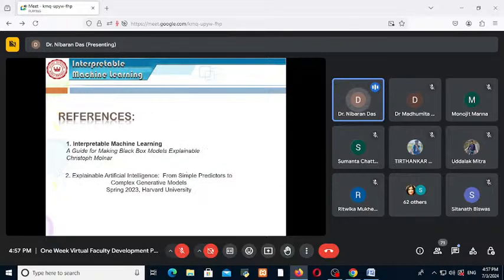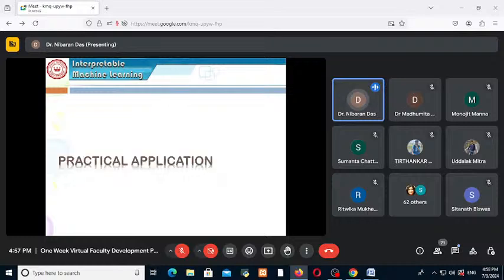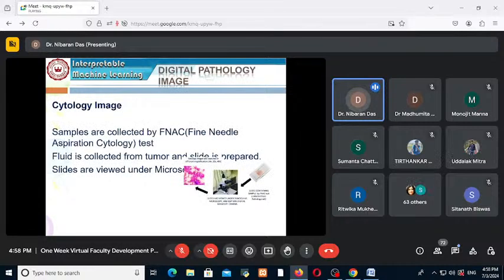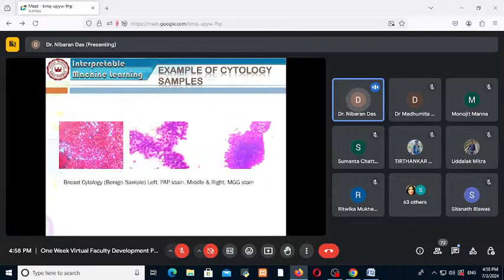Okay, so these slides are mainly made from the book Interpretable Machine Learning by Christoph Molnar, and a particular course, Explainable AI from simple predictor to complex generative model, Harvard University. And for practical application, we have utilized a very simple concept, that is how to define particular cytology images.